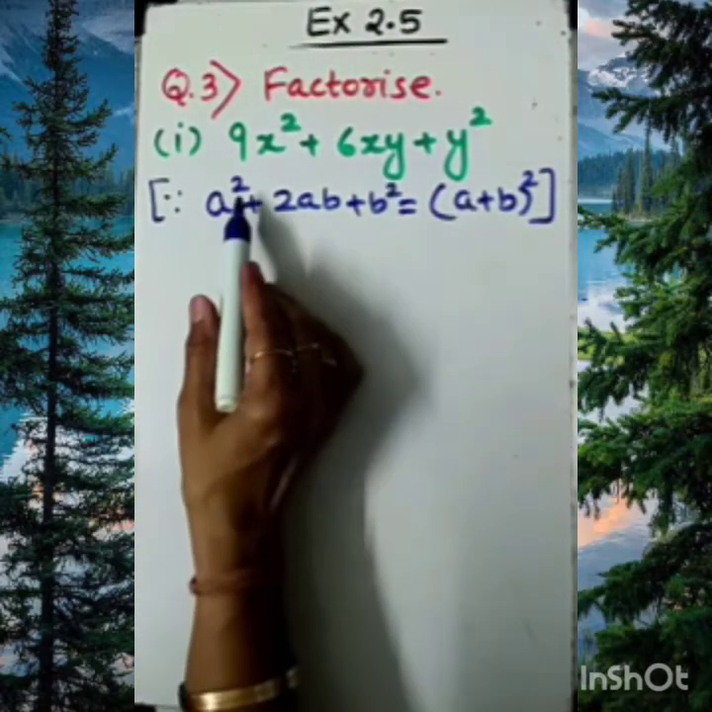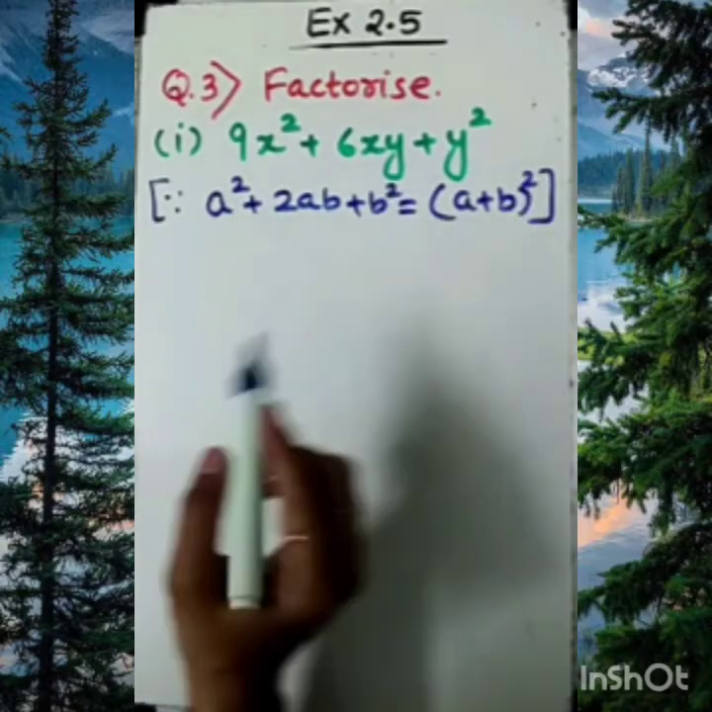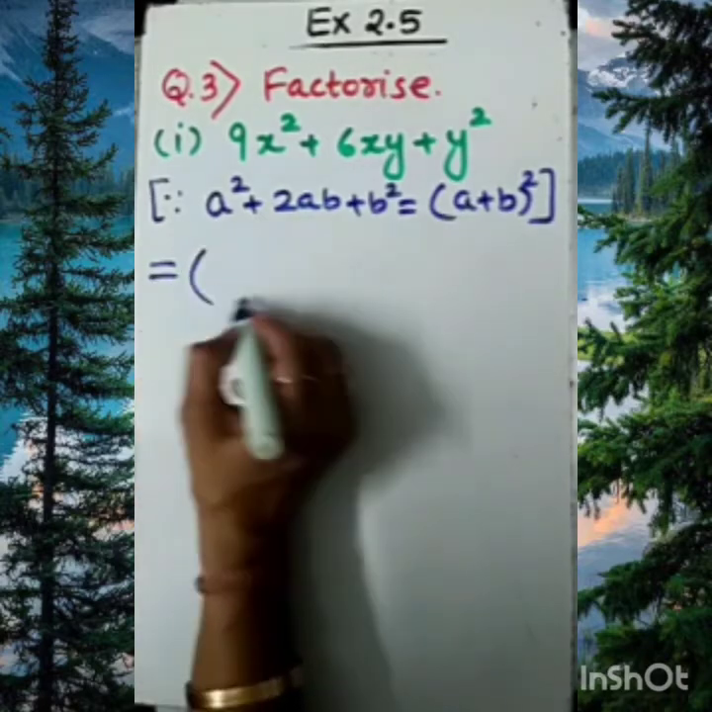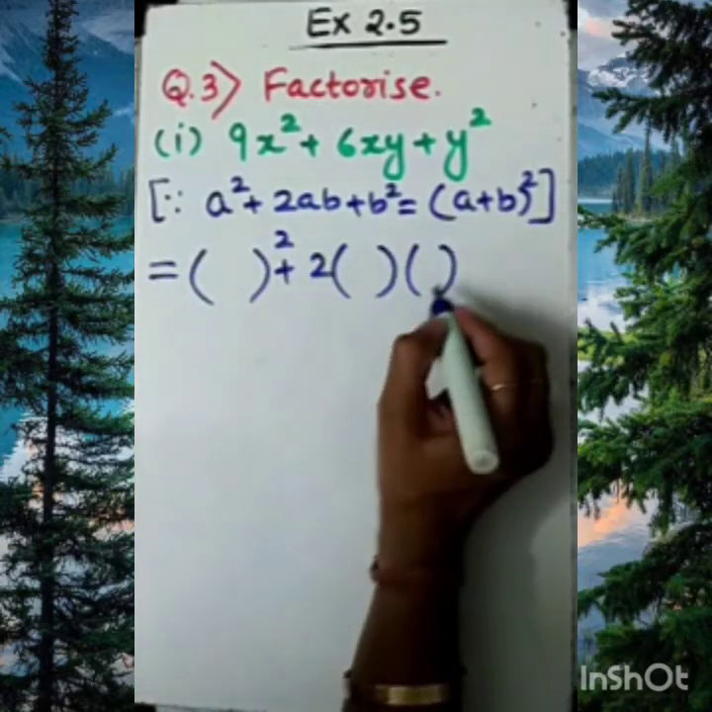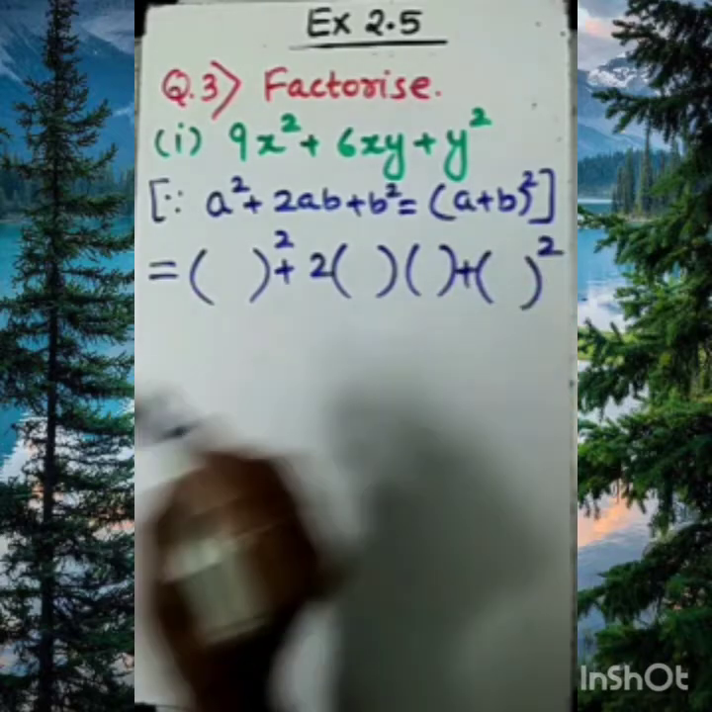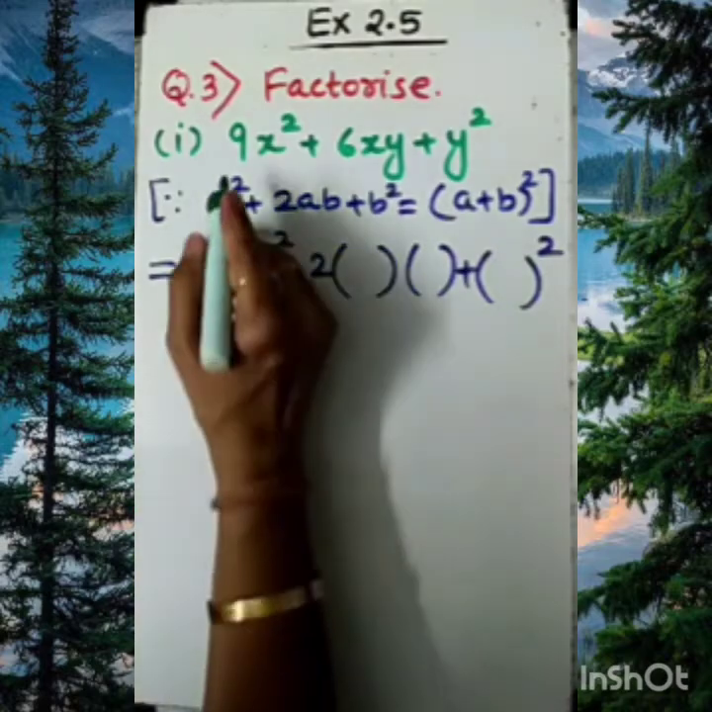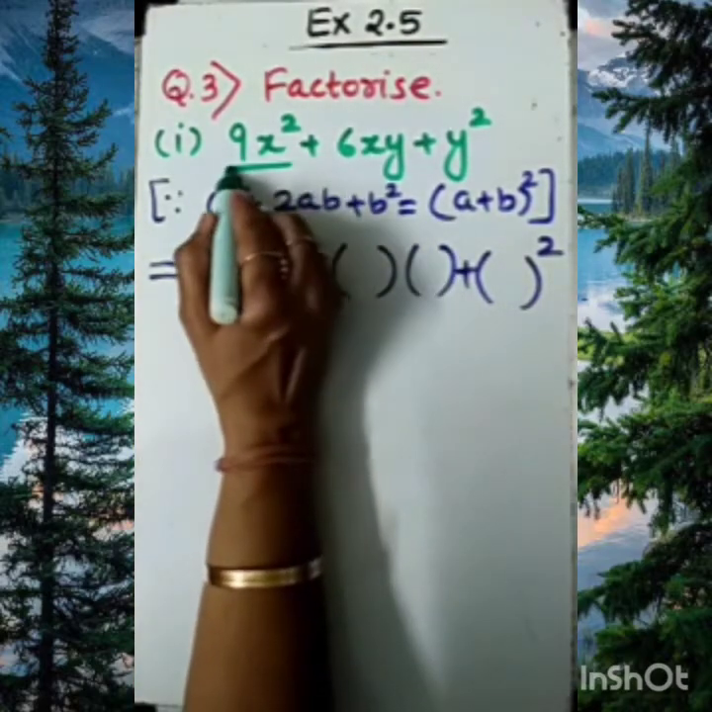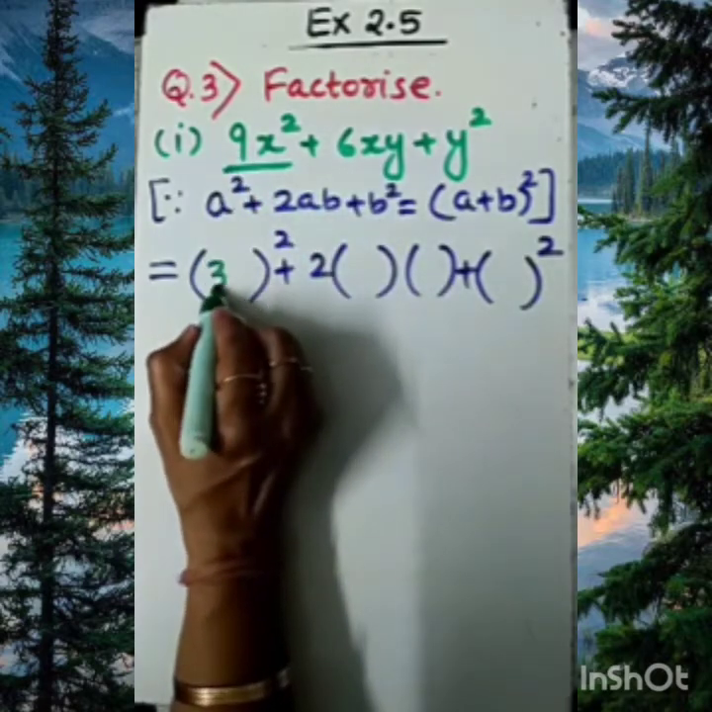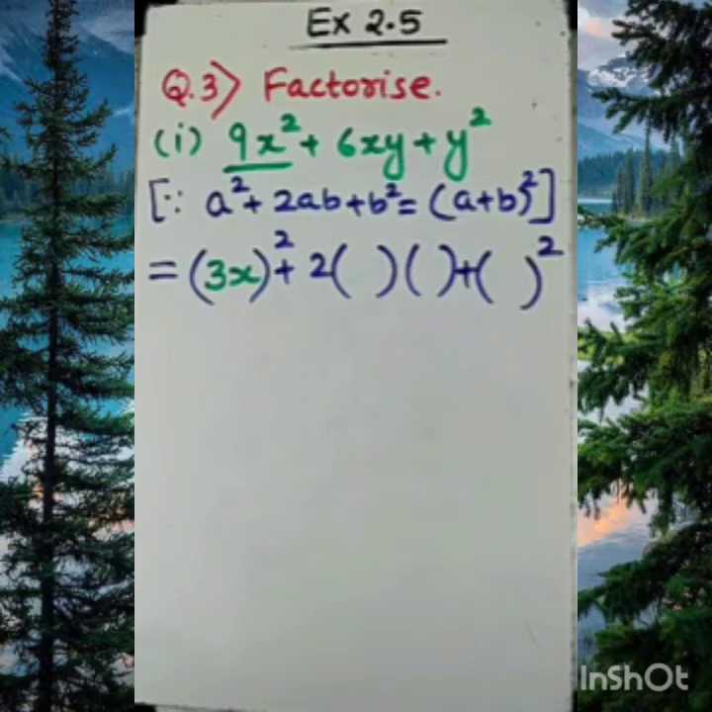So we need to mention a square plus 2ab plus b square equal to a plus b whole square. As we know, a square plus 2ab plus b square. If I ask you to compare, 9x square is a square of which term? 9 is a square of 3, and x square is the square of x.